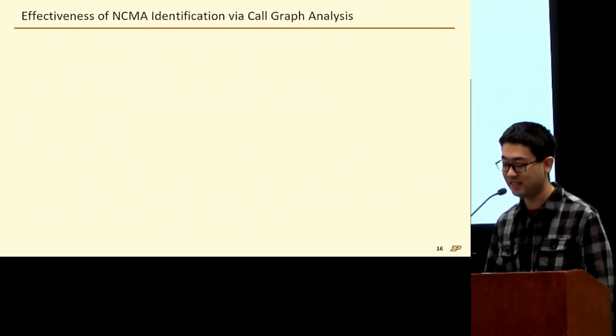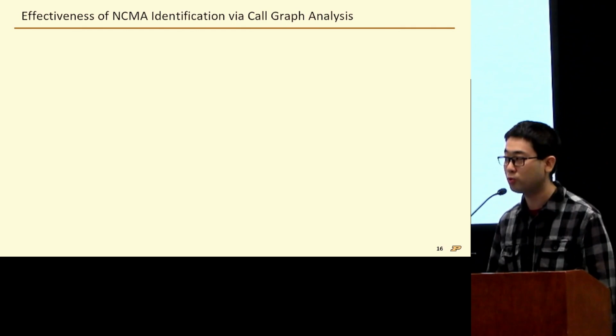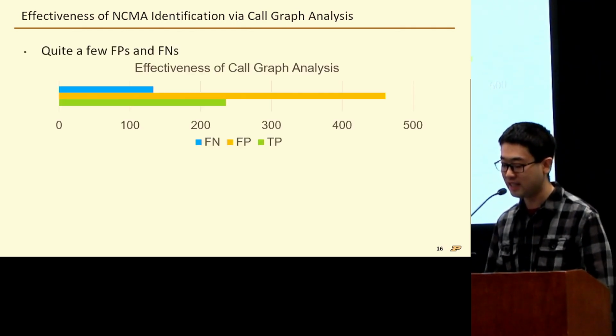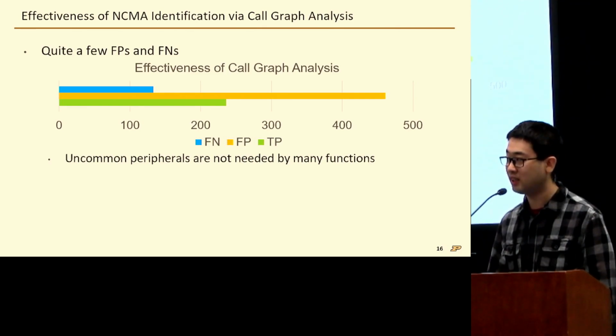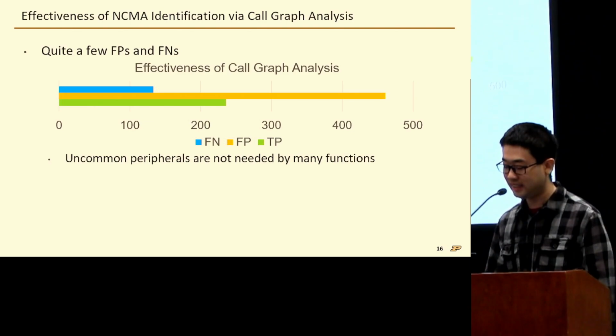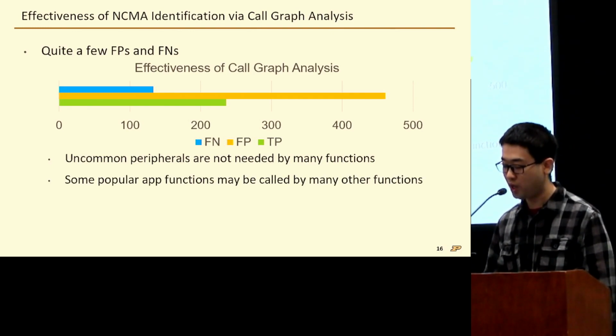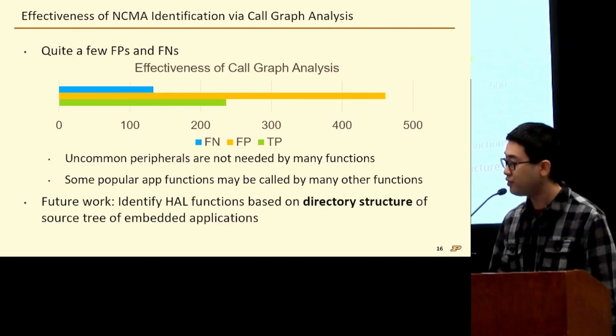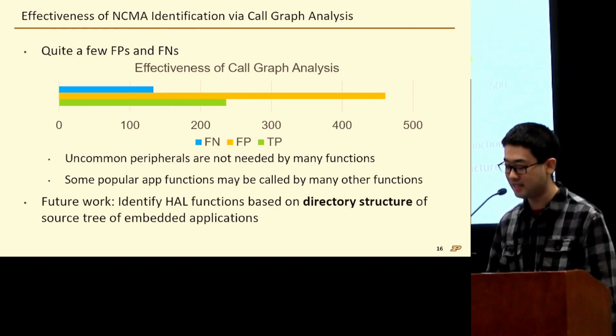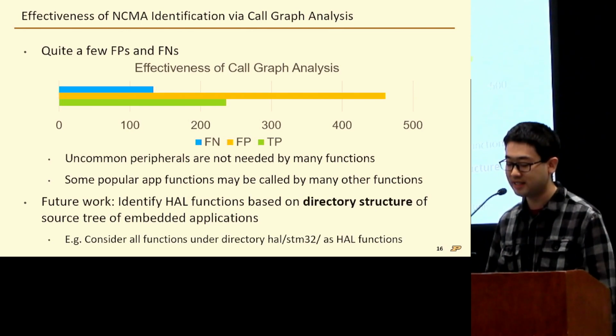Now let's evaluate the effectiveness of NCMA identification through the call graph heuristic. We did find quite a few false positives and false negatives. Certain HAL functions expose an uncommon peripheral, so they may not be needed by many functions and consequently have lower IDT. False negatives result from popular application functions with IDT higher than lambda. Some application functions may be needed by many other application functions. In future work, we will identify HAL functions based on the directory structure of the source tree of the embedded application. For example, we can consider all the functions under a certain directory as HAL functions.